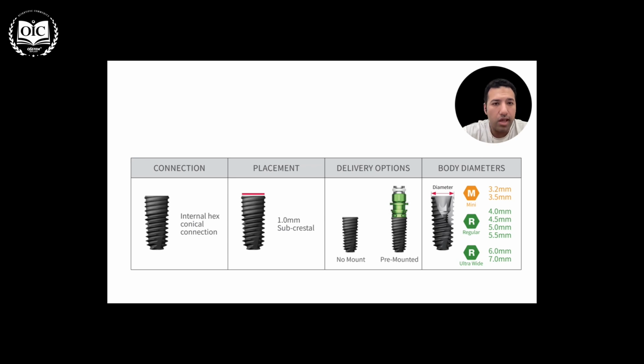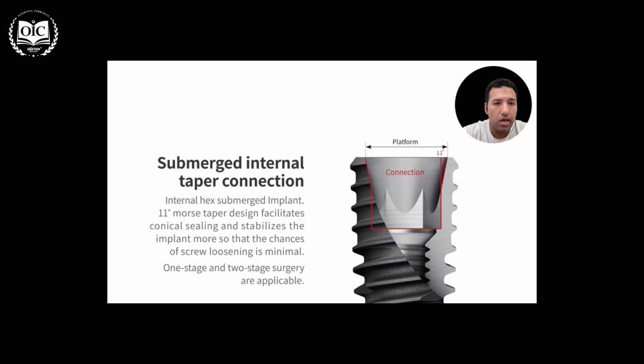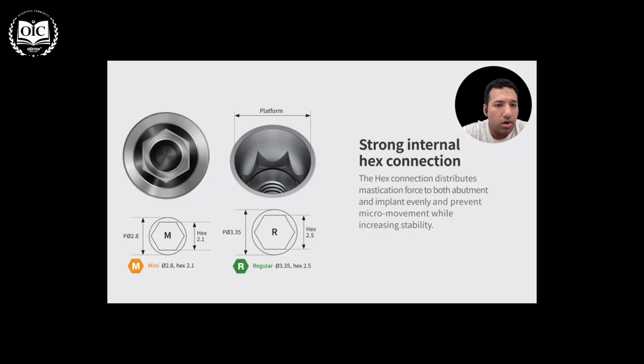Those are the most that we use in different areas of the mouth, and preferably it's placed 1 millimeter subcrestal because it has an internal connection and an 11-degree taper, sturdy, very strong, and I see it very stable with the years. I have long-term follow-ups after 7 and 8 years with stable connection, stable crestal bone, and a strong internal hex connection that supports the crestal bone around the implant.